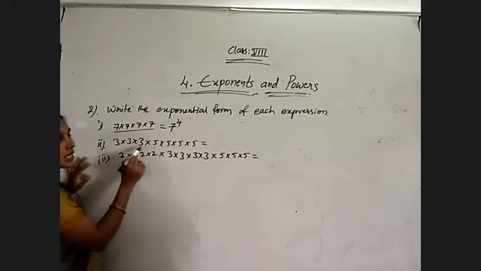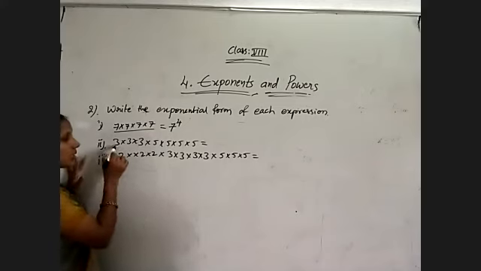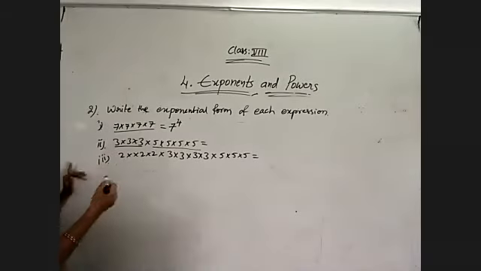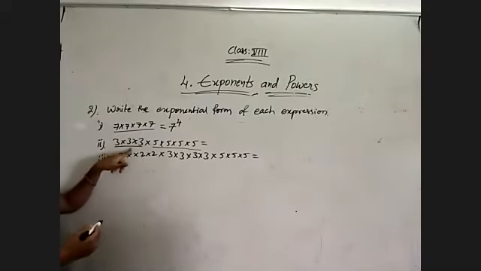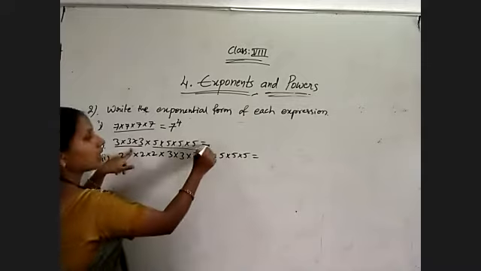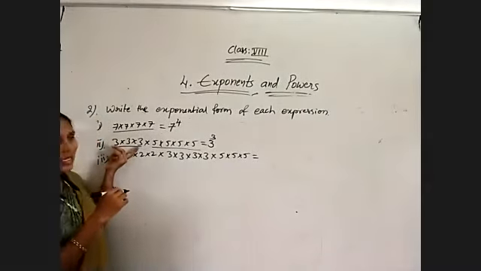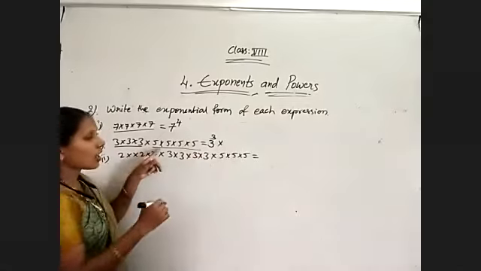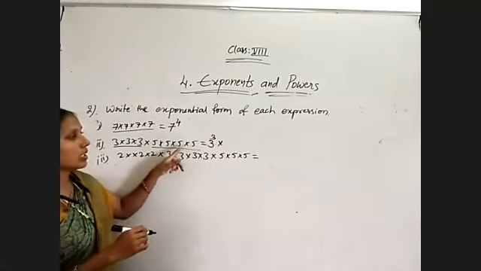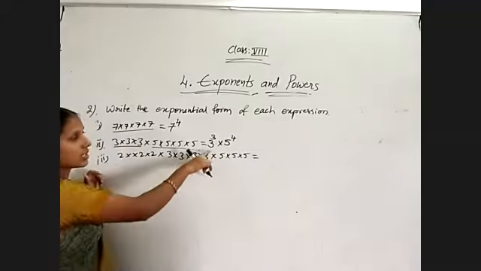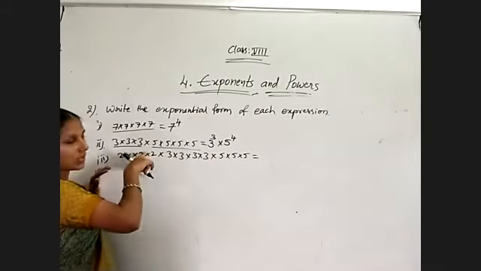Now observe this product form. Here 2 different numbers are multiplied, 3 and 5. So for that we must write separately. 3 is multiplied how many times? 3 times. 3 to the power of 3 is the exponential form of this part, into 5. 5 is multiplied how many times? 1, 2, 3, 4 times. That is 5 to the power of 4. So this is the exponential form of the given product form.